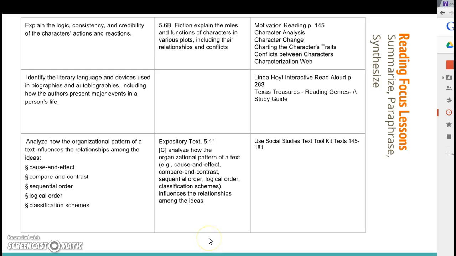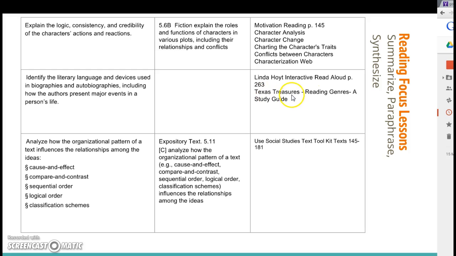Here are some additional focus lessons. Here is explain the logic, consistency, and credibility of a character's actions and reactions. In the motivational reading, on page 145 there are some great ideas on how to build that. Then here, about biographies and autobiographies. Linda Hoyt, once again, that resource has a great section on teaching biographies and autobiographies.